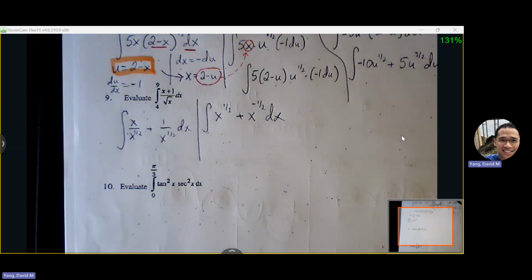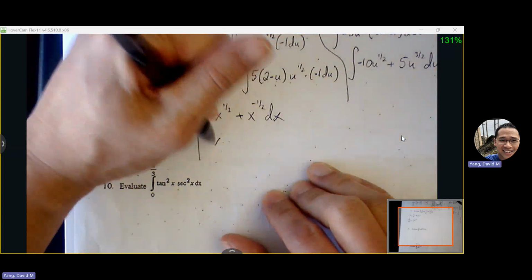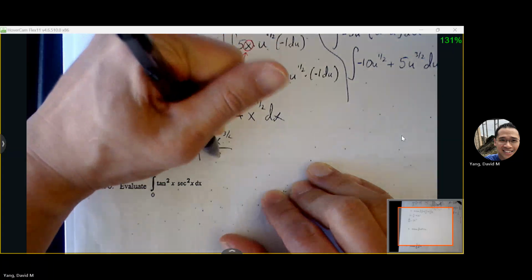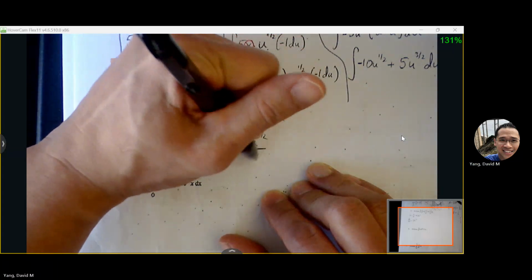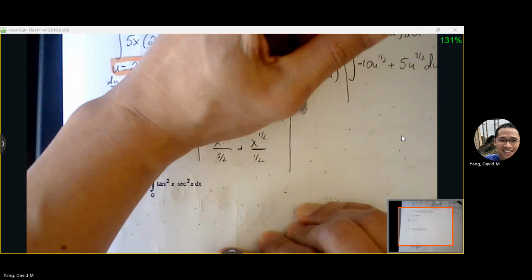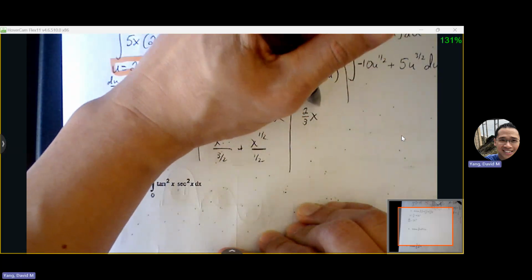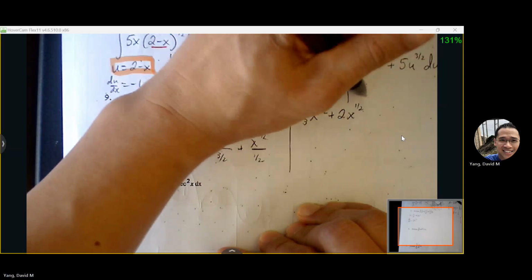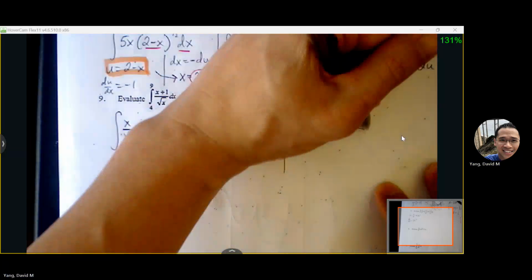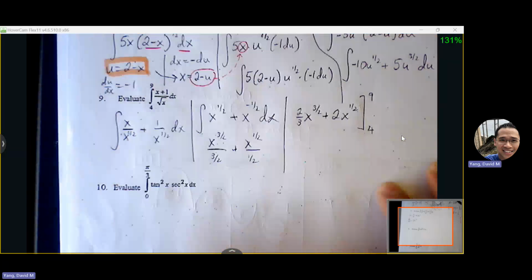And then power rule your way through. No need for u substitution. There's no plus c here because we have bounds. And we can plug in the 4 and the 9.